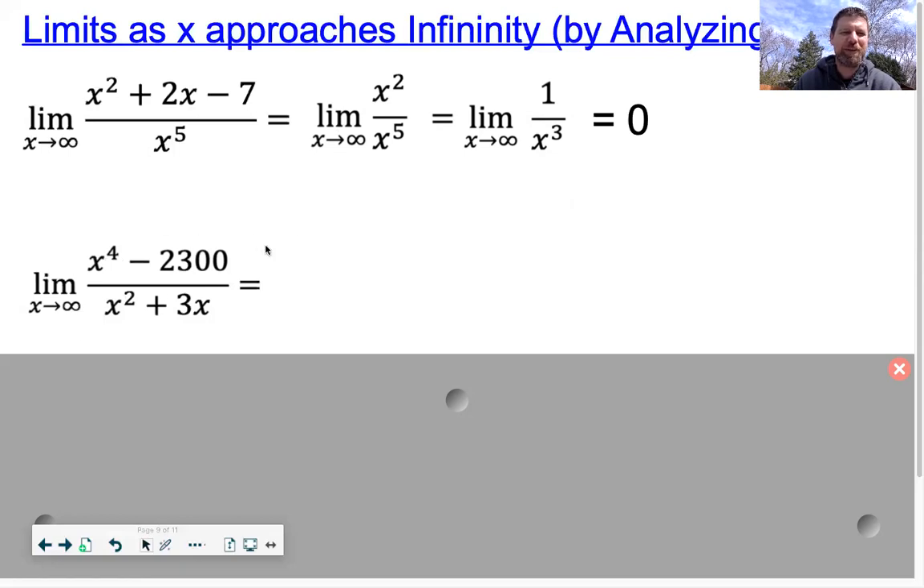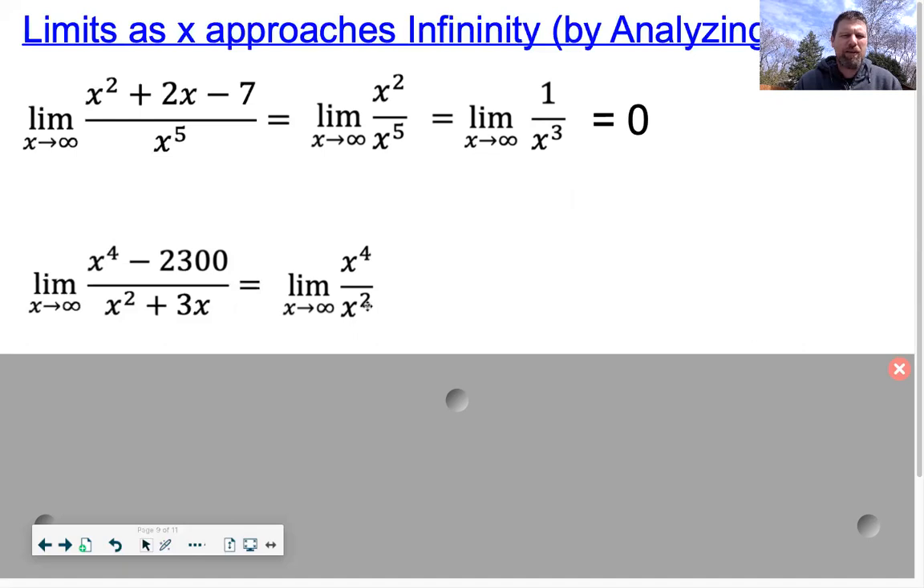Actually, I do. But the easiest way is to, again, think of these in terms of overpowering. As x goes towards infinity, x to the 4th is going to become so big it overpowers that -2300 to be almost nothing. It'd be negligible. Same thing with x squared. It's going to become so big that 3x is going to become almost negligible. And this limit would be the exact same as that limit, just looking at the highest powers.